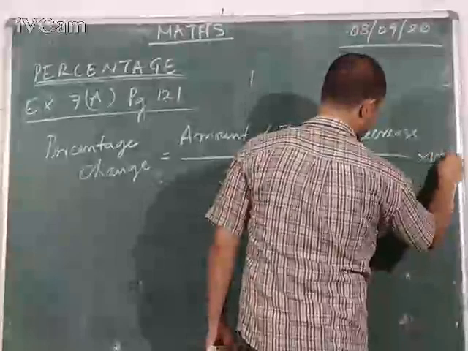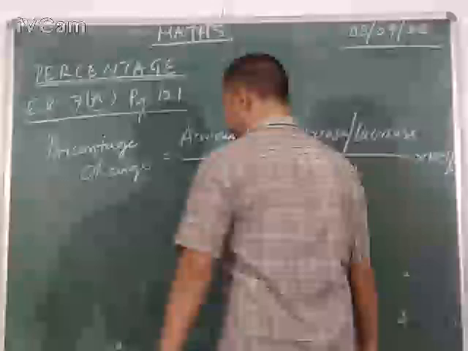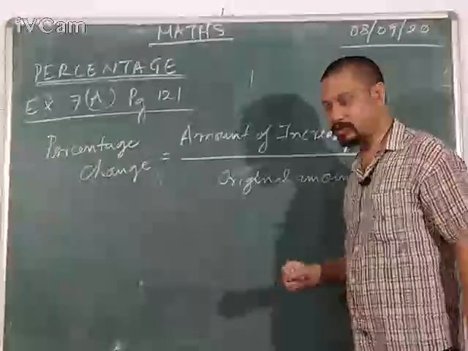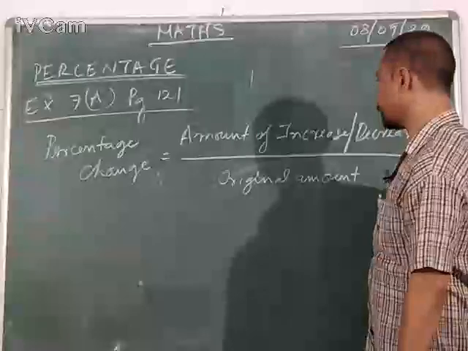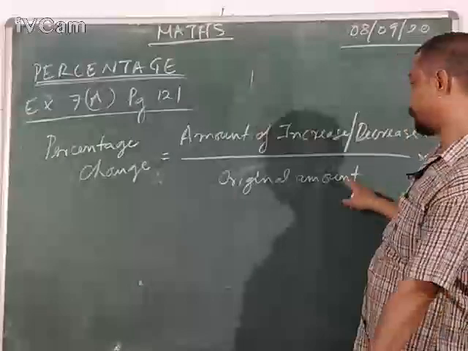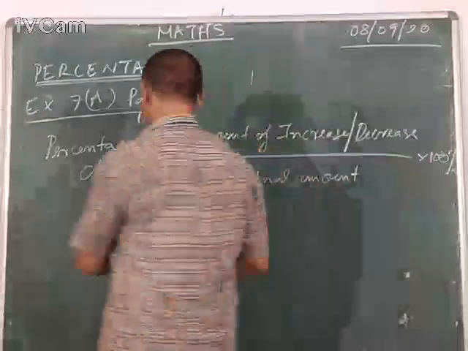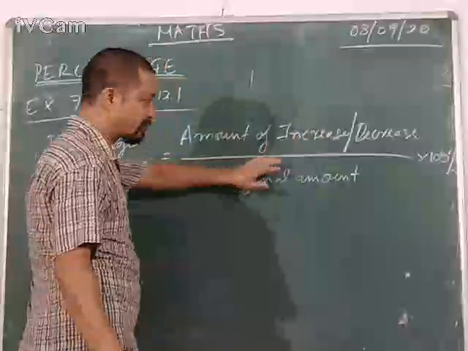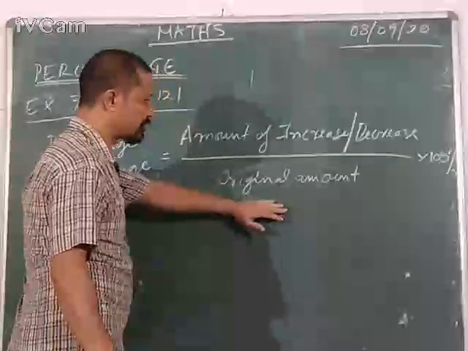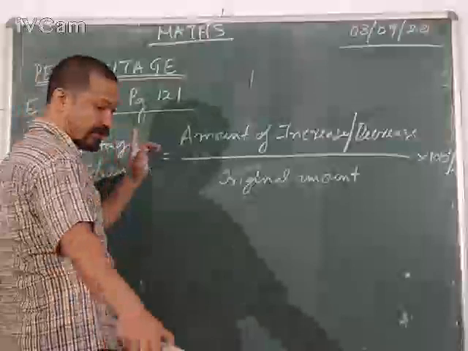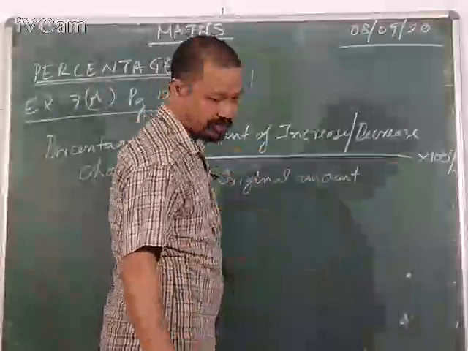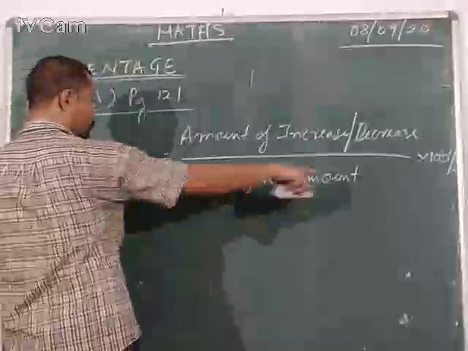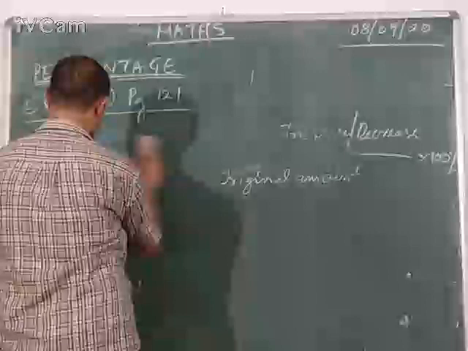into 100%. Children, in the PDF notes, I've given this formula because of the lack of space in the copy. I think this 100% has come somewhere down, but this is the original way it should be. I hope you can see clearly. Percentage change is equal to amount of increase or decrease upon the original amount or original quantity as given in the definition into 100%. So remember this formula. Don't get confused.